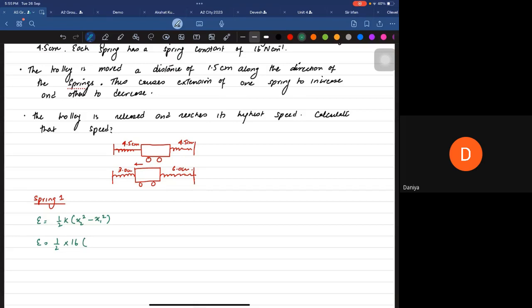The original extension of this spring was 4.5 first, and now it's 6. So I can write 6 whole squared minus 4.5 whole squared. Do you guys get it? Like that.